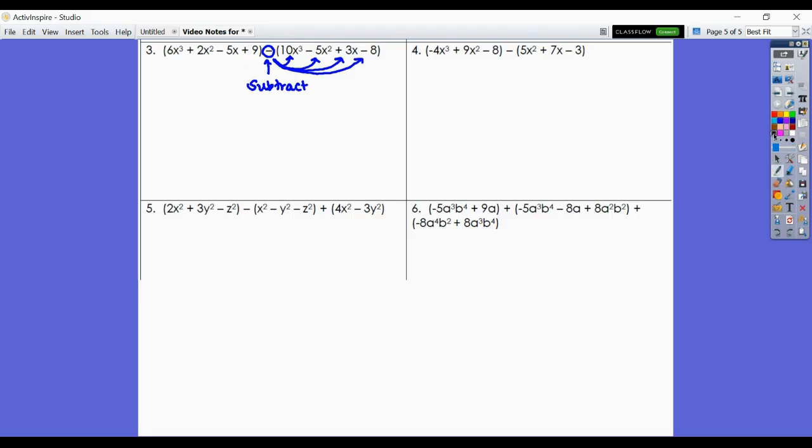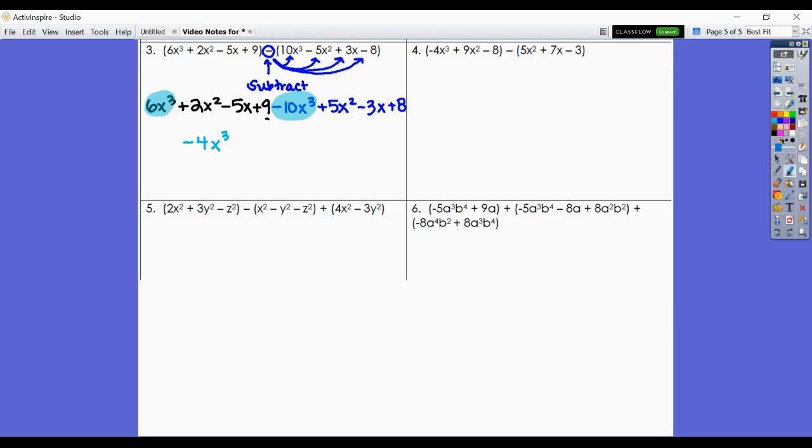So I keep the first term of 6x cubed plus 2x squared minus 5x plus 9. And my second term changes to negative 10x cubed plus 5x squared minus 3x plus 8. From here, I go ahead to color coding everything. 6x cubed will match up with negative 10x cubed. When I combine those two terms, 6 minus 10 gets me negative 4, and I keep the base and exponent the same when adding and subtracting.